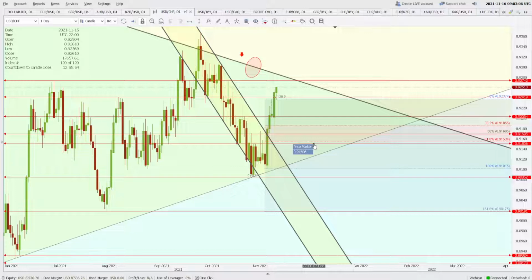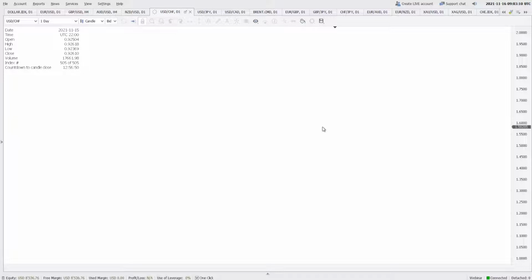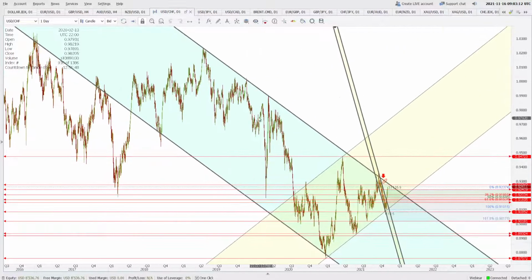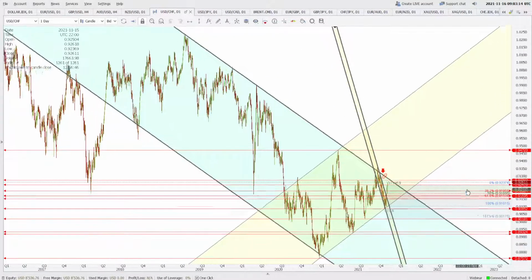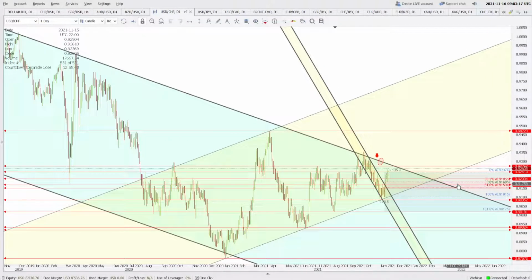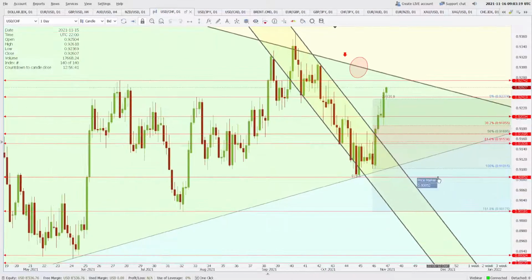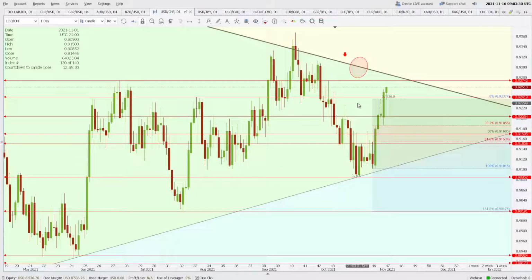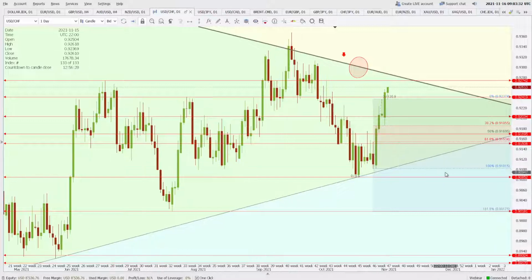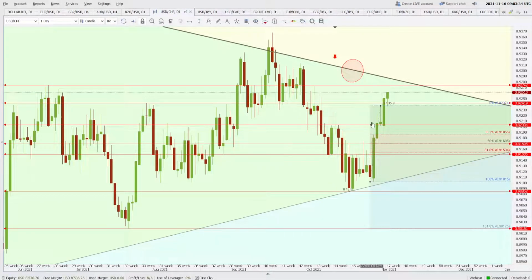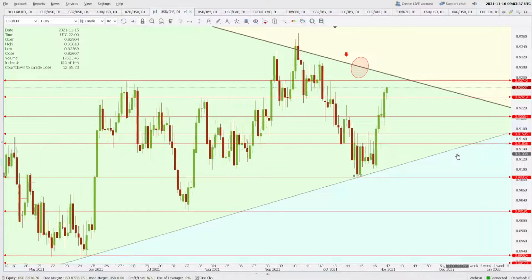USDCHF may offer another selling opportunity to us soon, because this multi-year, or you can say multi-month, falling channel is what the price is going to meet again, maybe today or maybe tomorrow. The 0.9274 area is the resistance, and this falling channel's resistance line is also a major resistance. This channel is broken, so I will just remove this channel, and now the price action may be more clear. Let us just remove this Fibonacci also. Alright, so this is the case here.